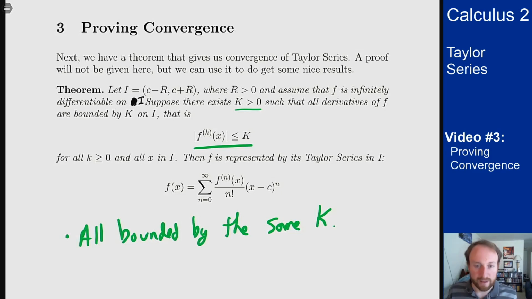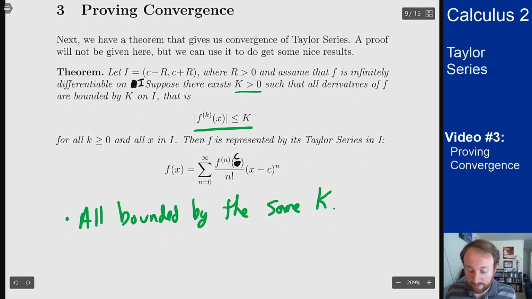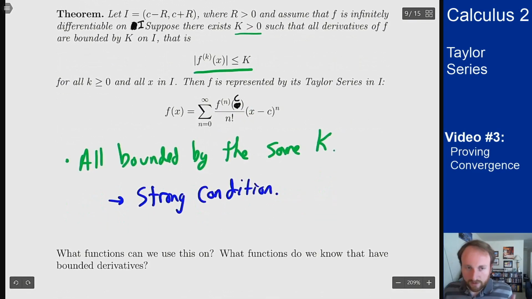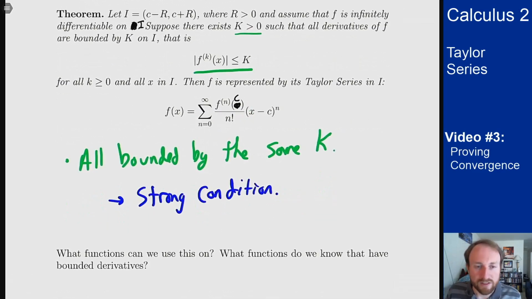Namely, if I write the Taylor series for this function f, which I can write out because there's infinitely many derivatives, then this series exists, this series converges, and it converges to my function f everywhere in the interval I. So the point is, this boundary condition here is very strong, but it's strong because it gives a big and strong result. The question then becomes, what kinds of functions can we use this on?